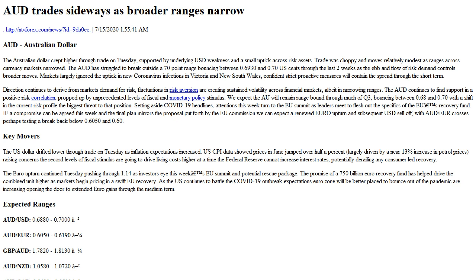The euro upturn continued Tuesday, pushing through 1.14 as investors eye this week's EU summit and potential rescue package. The promise of a €750 billion recovery fund has helped drive the combined unit higher as markets begin pricing in a swift EU recovery. As the US continues to battle the COVID-19 outbreak, expectations Eurozone will be better placed to bounce out of the pandemic are increasing, opening the door to extended euro gains through the medium-term expected ranges.